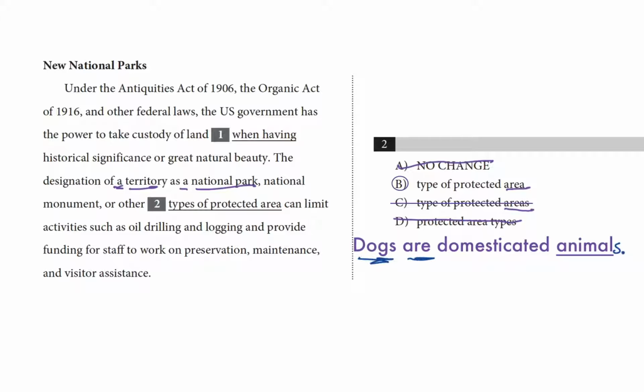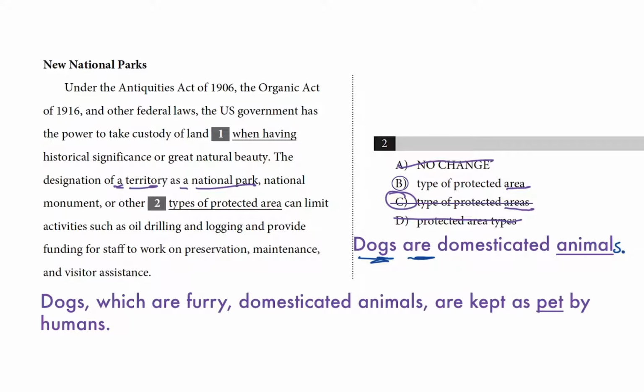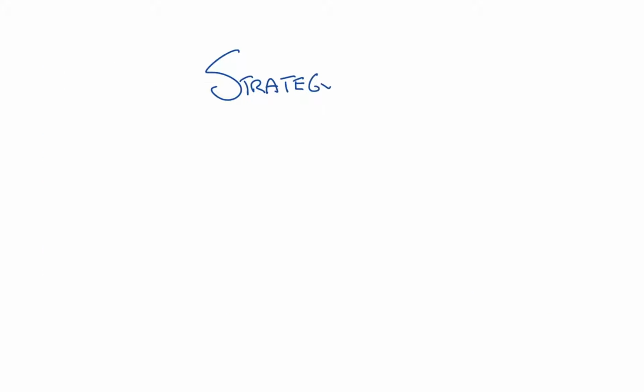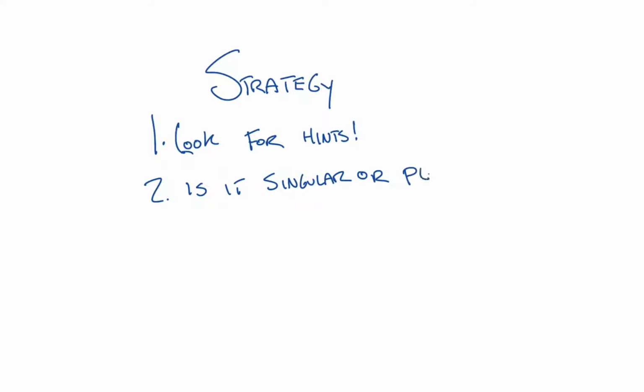That's another plural hint. And there weren't descriptive asides that would introduce other nouns, like dogs, which are furry domesticated animals, are kept as pet by humans, right? And we would add an S to that. And so we not only have the hint of are here, but we also have plural animals, and of course, plural dogs. So your strategy would be to look for hints elsewhere in the paragraph to see if there's pronouns, verbs, other nouns that can tell you whether or not the underlined word or phrase should be singular or plural. And once you've made that binary decision, you can knock out a few choices and make finding the answer that much easier.